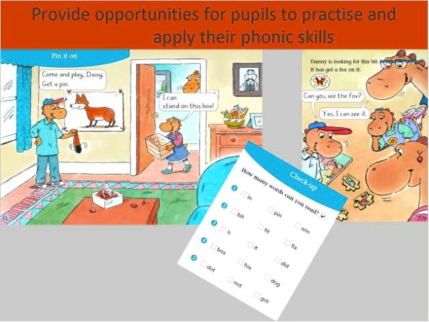The second page on the right-hand side is a second story where Daisy keeps holding back pieces of the jigsaw and the family are getting very annoyed because they want to find the correct part. So Danny is looking for this bit. It's got a fox on it. Can you see the fox? Oh yes, I can see it. But of course Daisy's hiding it all the time. So you get the idea that this is a much richer opportunity to teach phonics and apply phonics.